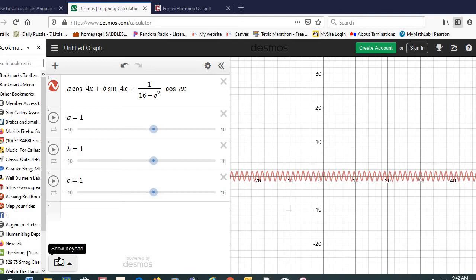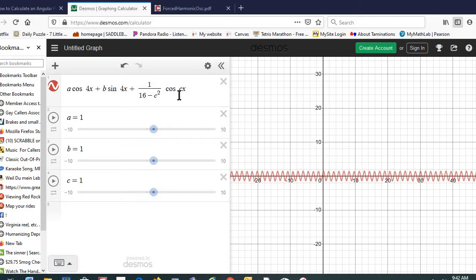Okay, so I'm in Desmos right now, and I've typed in up here the general solution to the equation we just worked with. So I've got A copies, they don't have a K one, so it's A copies of cosine 4x plus B copies of sine 4x, and here I've got C playing the role of omega. Okay, so 1 over 16 minus C squared times cosine of CX.